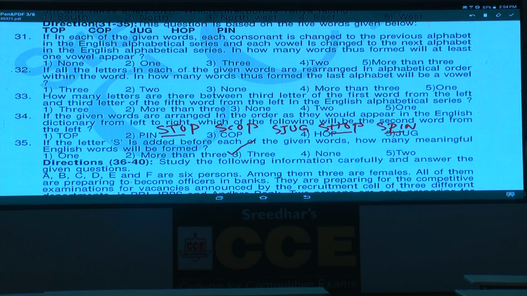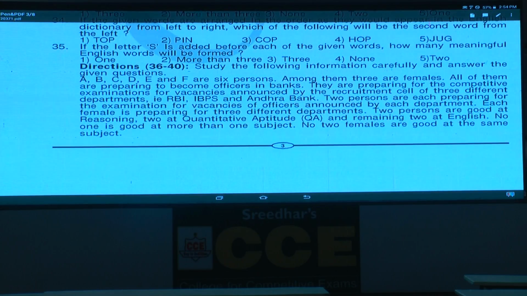Now this is about question numbers 31 to 35. Then coming to 36 to 40. Now in this 36 to 40, how many persons are there here? A, B, C, D, E, and F are 6 persons. Among them, 3 are females. If 3 are females, then the remaining 3 are males. Hence in total we have 6 persons, 3 males and 3 females.